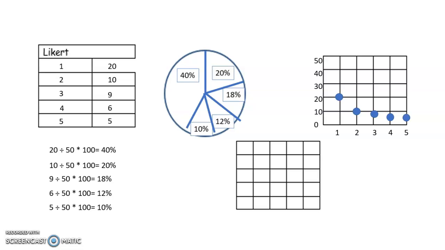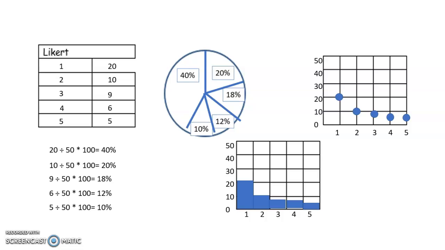My next graph is a bar graph. Again, my numbers are going to go from 1 to 5, but this time instead of on the lines, they're going to go in between the lines. My vertical axis is going to stay the same up to 50, counting by tens. And then I'm going to shade in the bars. From 1, it gets shaded into 20, 2 is 10, 3 is 9, 4 is 6, and 5 is 5.